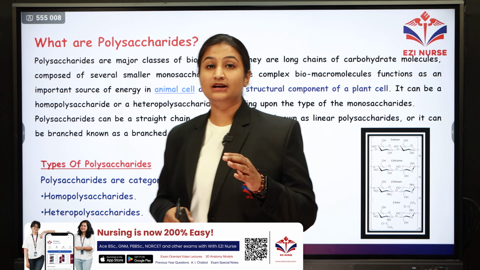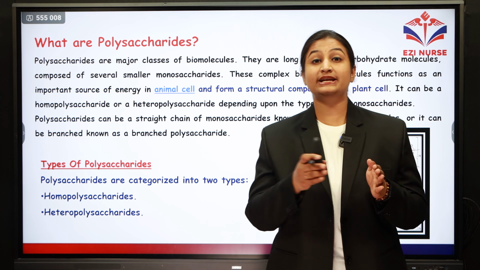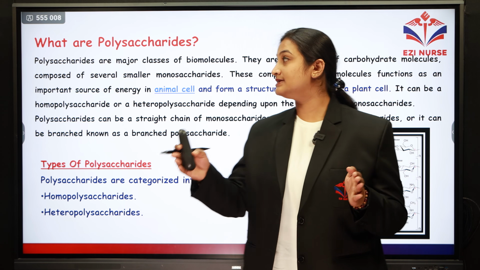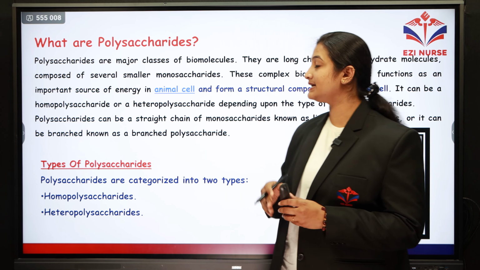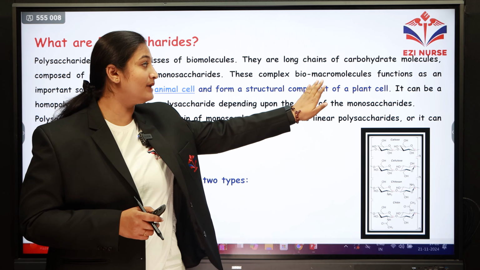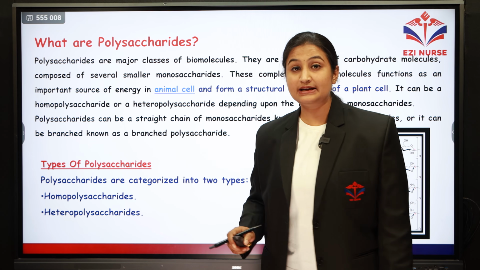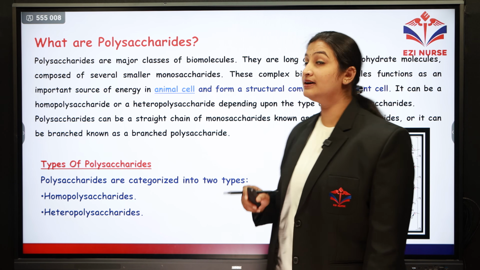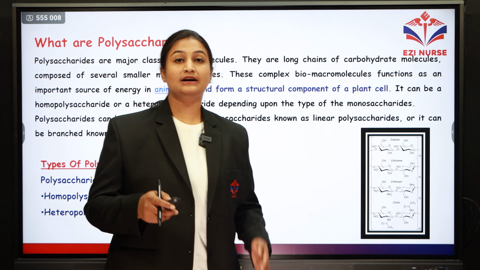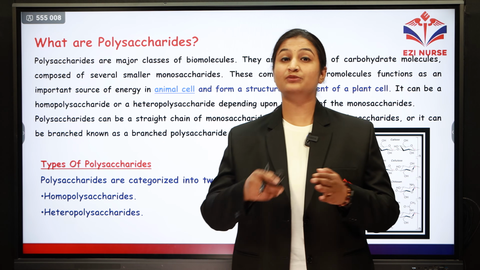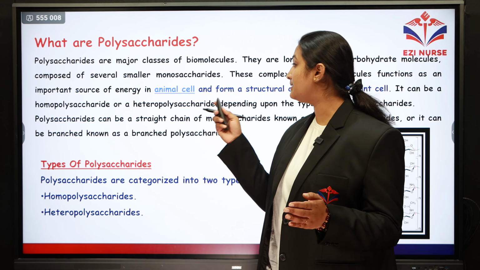And they are long chains of carbohydrate molecules. They are a very large extension of carbohydrates composed of several smaller monosaccharides. So that is about polysaccharides, and these are very complex biomacromolecules. They have a lot of functions and are a very important source of energy in animal cells, and they form a lot of the structural components of the plant cell.